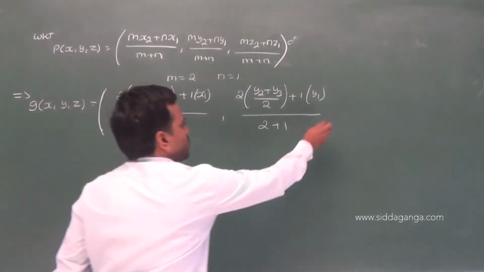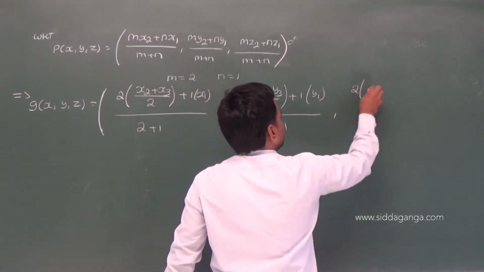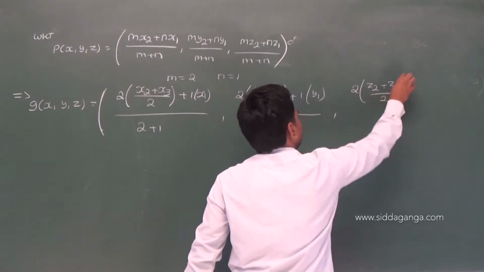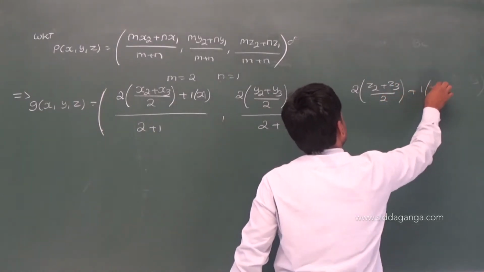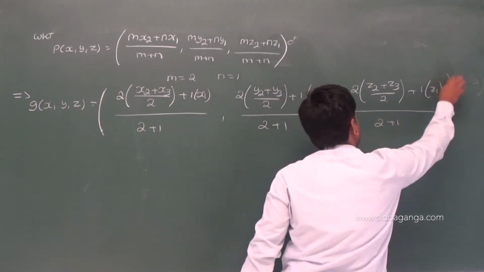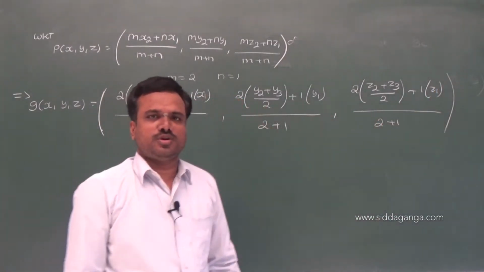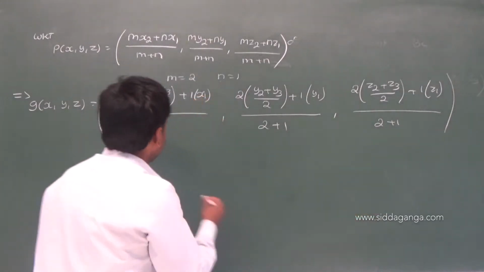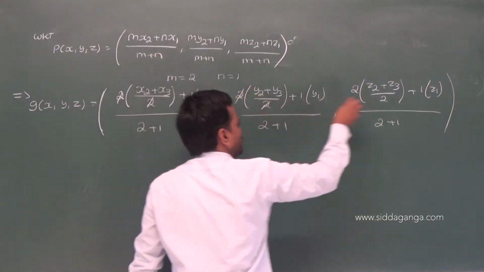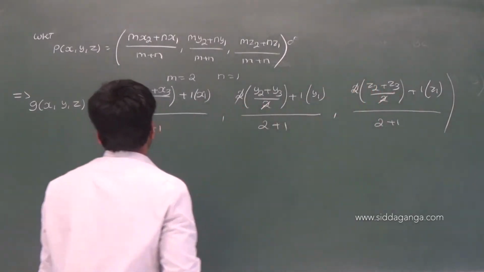2 into z2 plus z3 divided by 2, plus 1 into z1, divided by what? 2 plus 1. We substitute all the values and simplify. Observe here, 2 and 2, here also 2 and 2, they get cancelled.